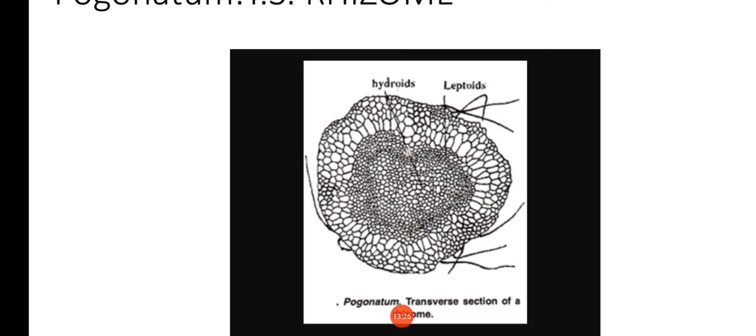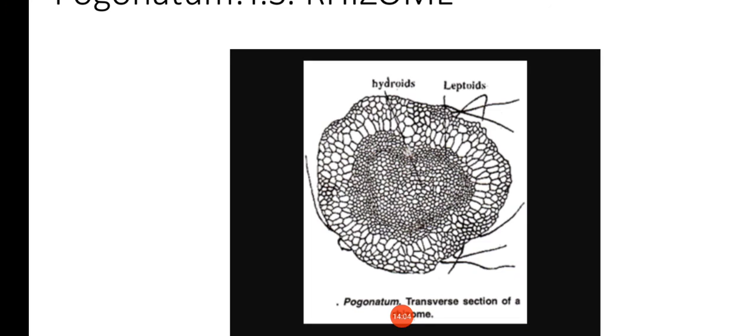Then comes the endodermis. The cortex is separated from the central strand by a single layer of enlarged cells called the endodermis. The central strand is present in the center of the axis and consists of stereids, hydroids and leptoids. Stereids, whose compact structure is called the stereome, are thick walled and constitute the main part of the central strand. Their main function is to provide mechanical support.